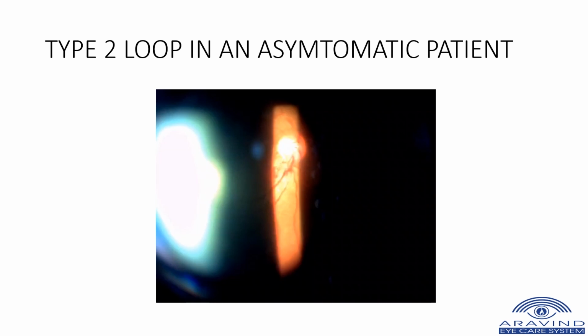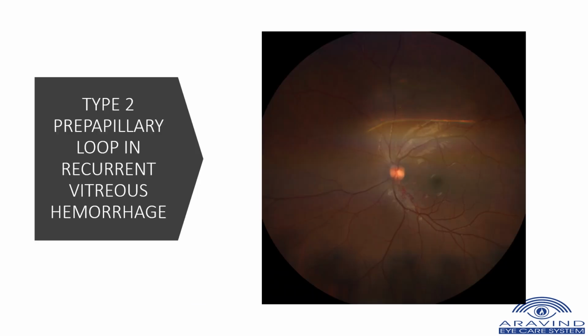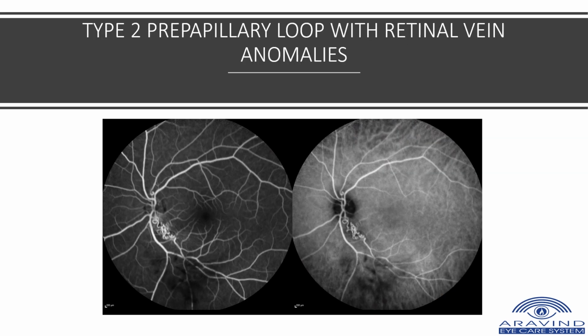This is again a fundus photo of a patient who presented to our OPD with recurrent hemorrhage. The patient is a 20-year-old male with no comorbidities. All systemic workup was normal. FFA done for this 20-year-old male, who is a case of recurrent hemorrhage, shows the type 2 prepapillary loop with retinal vein anomalies. We can see that there are no leaks and there were no breaks in the periphery. The patient was advised strict bed rest and observation.